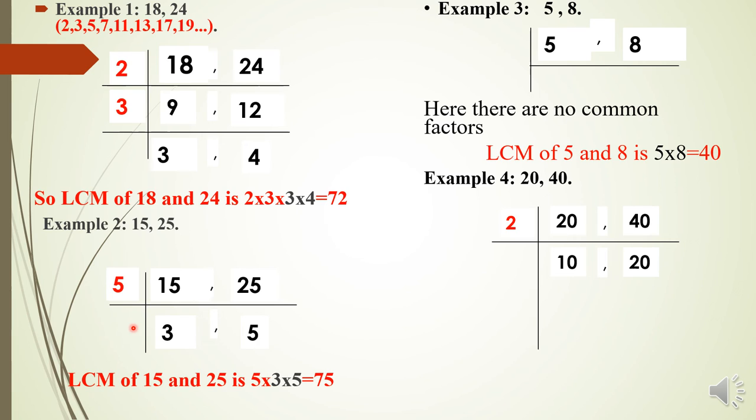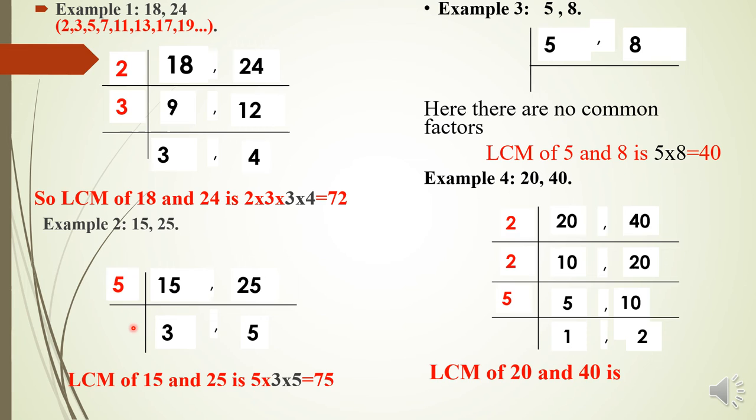We can divide it with 2. 10 divided by 2 is 5. 20 divided by 2 is 10. Here 5 and 10 both are divisible by 5, divided by 5. 5 divided by 5 is equal to 1. 10 divided by 5 is equal to 2. Now 1 and 2, no common factor other than 1, stop division.